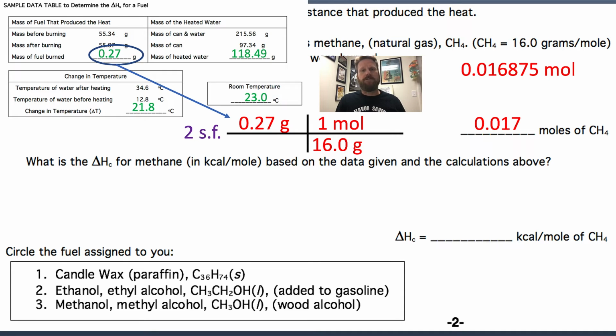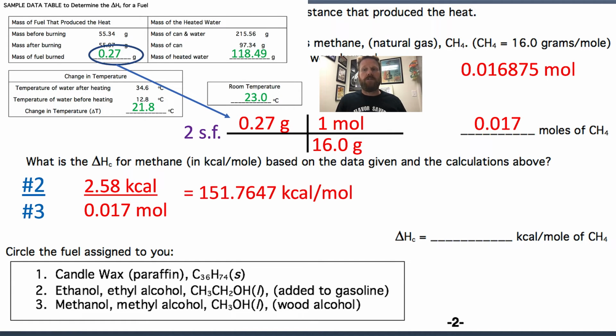Finally, all we have to do to determine the heat of combustion for methane is divide the kilocalories of energy released by the moles of fuel burned. Simply take the answer from the second calculation and divide by your answer from the third calculation. 2.58 kilocalories divided by 0.017 moles results in an answer of 151.7647 kilocalories per mole. However, our answer is limited by the 2 sig figs from the moles. The correct value would be 150 kilocalories per mole.